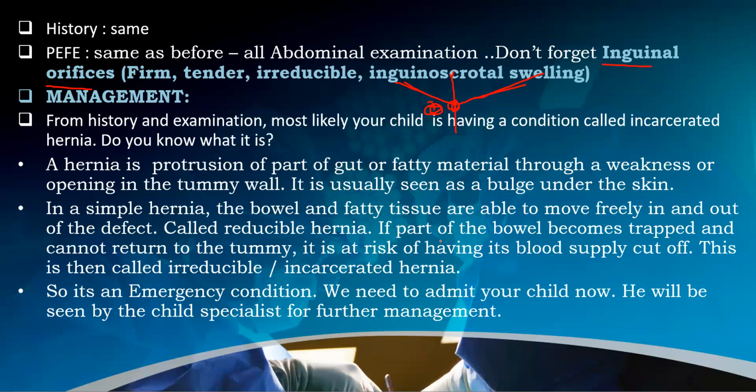Now, if part of the bowel becomes trapped and cannot return to the tummy, then it is at risk of having its blood supply cut off. In that case, you will not be able to reduce the contents back to the tummy. Your child starts having pain in that area. It will become swollen, red and tender. Sometimes, as the bowel is obstructed here, your child starts vomiting. This we call an irreducible or incarcerated hernia. Are you with me so far, Mary?